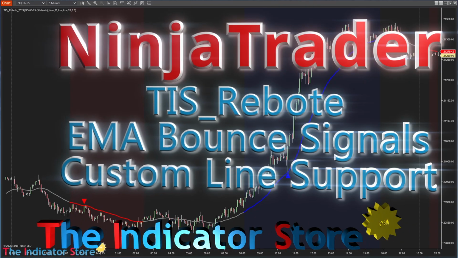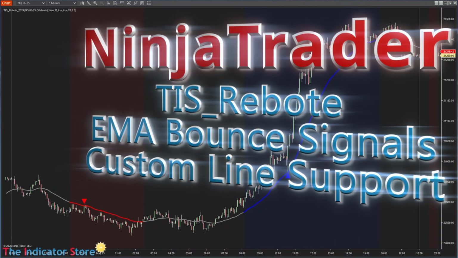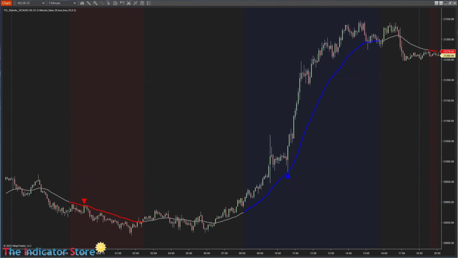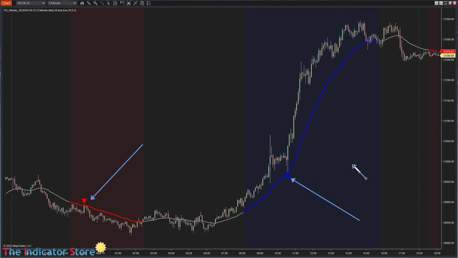Today I want to refresh the indicator Rebote. Rebote in Spanish means bounce. So what are we doing here? We are bouncing over a line. As we can see, these signals are bounces over this line. By default, the line is an exponential moving average, but we can change that, but more about that later.